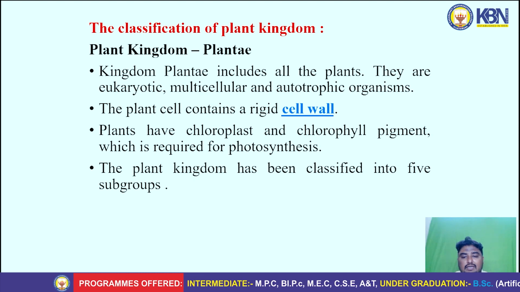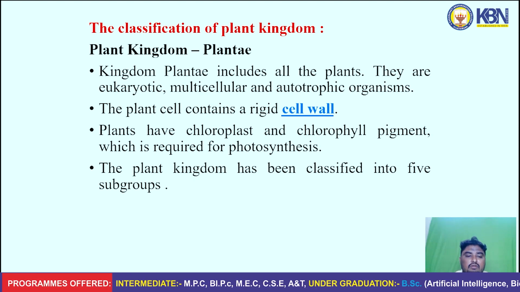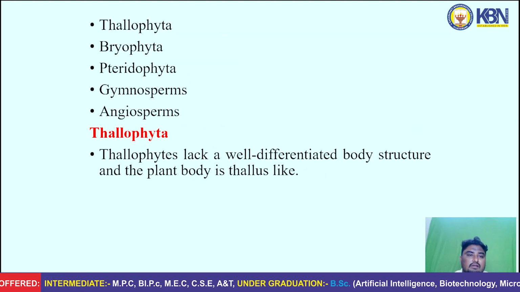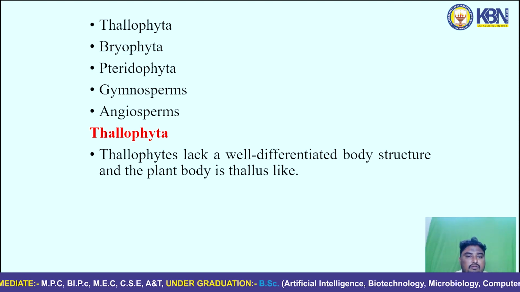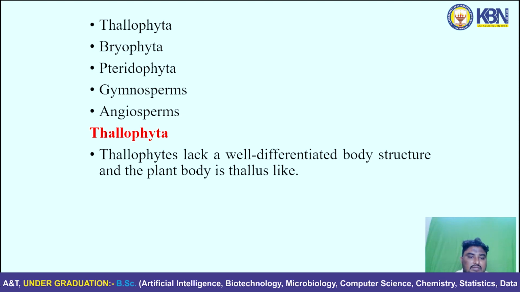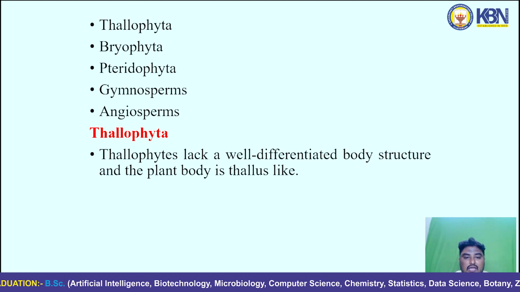The plant kingdom has been classified into 5 subgroups. First one is the Thallophyta, Bryophyta, Pteridophyta, Gymnosperms, Angiosperms. Thallophyta. Thallophytes lack a well-differentiated body structure and the plant body is thallus-like.